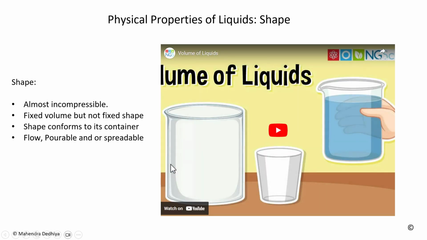The first property unique to liquid is the shape of liquid. Liquids are incompressible, i.e. if you apply force, they do not lose their volume substantially. Though the volume is fixed, the shape is not. The shape of a liquid conforms to its container. They are pourable, flowable, and spreadable. We will look at the video to understand this particular concept of shape and volume.